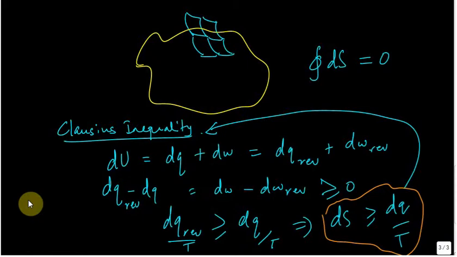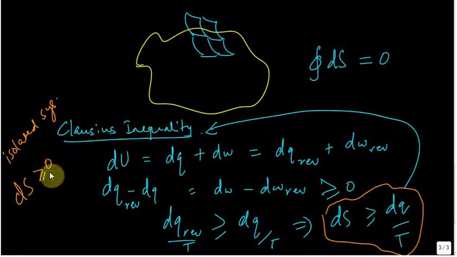For an isolated system, dq would be equal to 0. So what you get is essentially, for an isolated system, ds is greater than or equal to 0. In words, it means the entropy of the universe always increases. The universe is an isolated system.